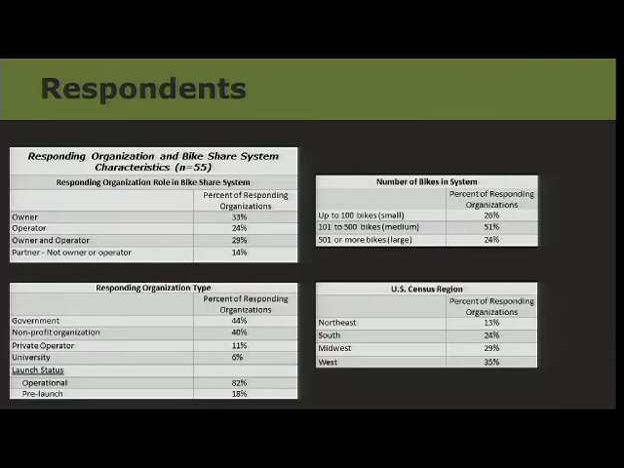And over half of our system respondents had between 100 to 500 bikes. And the rest were split between those that had fewer than 100 bikes and those that had 500 or more bikes. And the geographic dispersion across the U.S. was pretty even, except for the Northeast, which had very few system respondents. But it's also a matter of where these systems even exist to begin with.